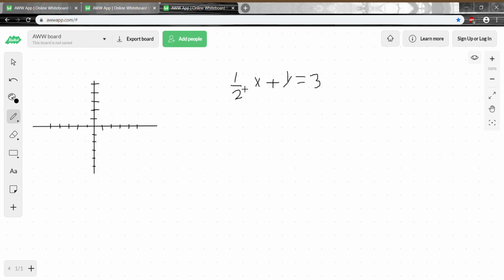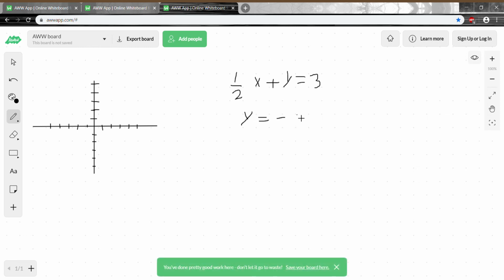So we're going to subtract 1/2 x from both sides, giving us that y is equal to a negative 1/2 x plus 3. Let's identify what we have in this equation. Our m term is negative 1/2. That is our m. And our b term is 3.